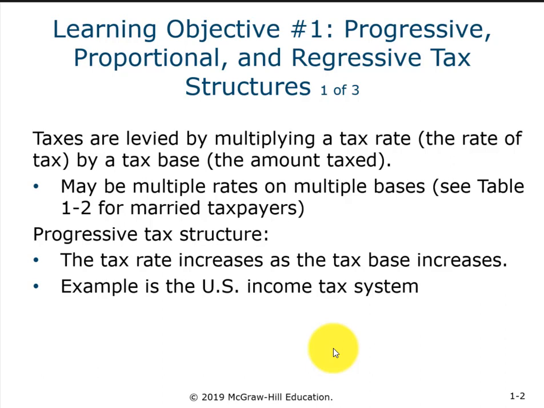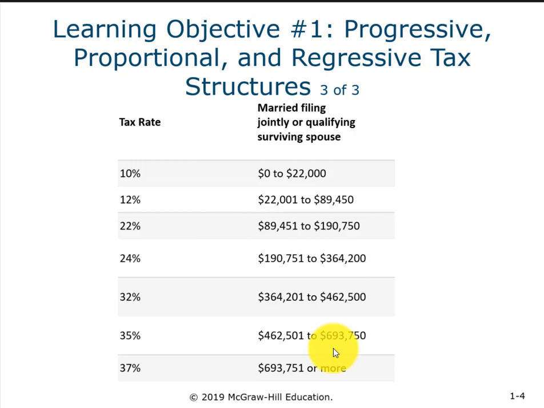So it may represent multiple rates on multiple bases. Literally it could be different rates for different amounts of income. We in the United States have what's called a progressive tax structure. That means the tax rate that is charged or paid increases as the tax base increases. As your income goes up, you move to another tax bracket, you pay a higher rate, a higher percentage. So let's just look at this. Go ahead, we'll jump back.